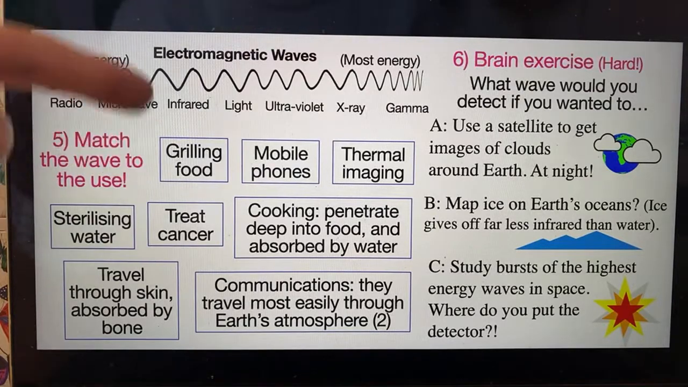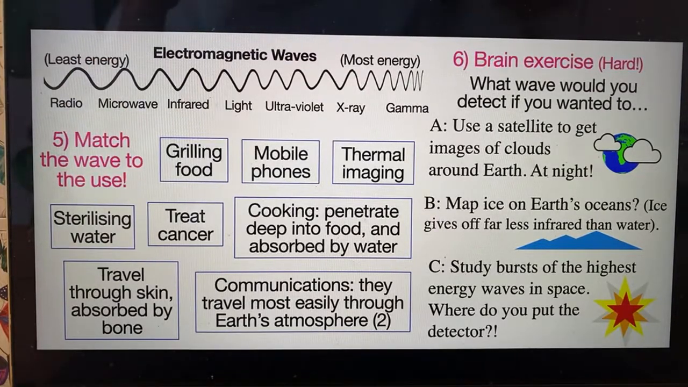So, grilling food. Which wave do we use for grilling food? Which wave do we use for mobile phones? Which wave do we use for thermal imaging? Which wave do we use for sterilising water? Which wave has not had a use yet, so I had to cram that in there. Which wave is used for treating cancer?